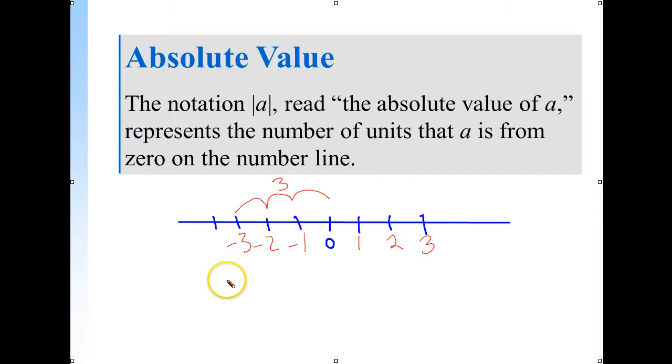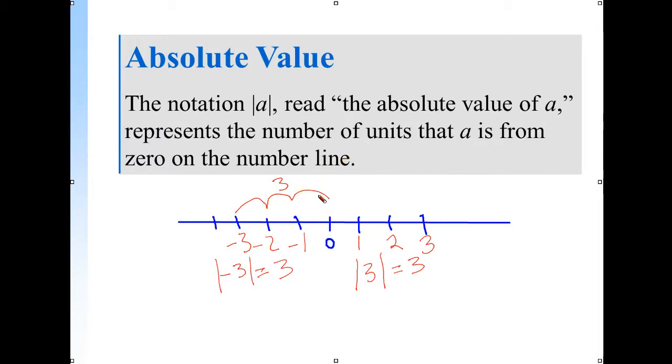So we say the absolute value of -3 is 3. And how far is a +3 from 0? Well, 1, 2, 3. So the absolute value of a +3 is also 3 units from 0. So by definition, we say the absolute value of something is its distance, and it's always going to be positive, from 0. So that's what we define.